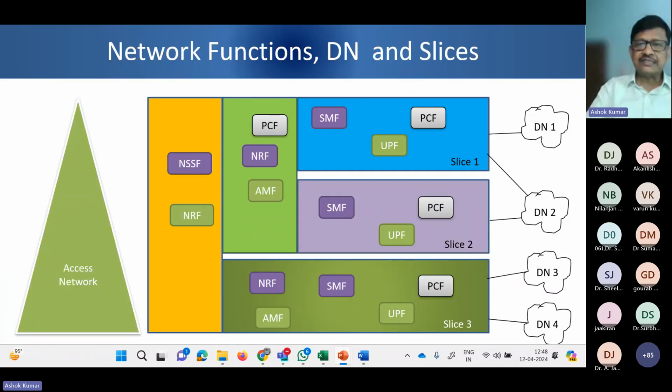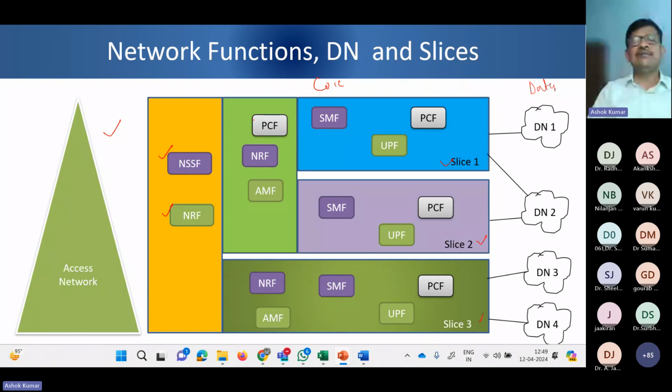So inside a slice, how the network functions can be there, this we had discussed in the initial slides. So this is a different diagram which I tried to make. I have the radio access network, then I have a core, and then I have a data network. A few concepts, as we discussed earlier: a few network functions like NSSF and NRF are common to multiple network slices. In this picture, slice 1, slice 2, and slice 3.